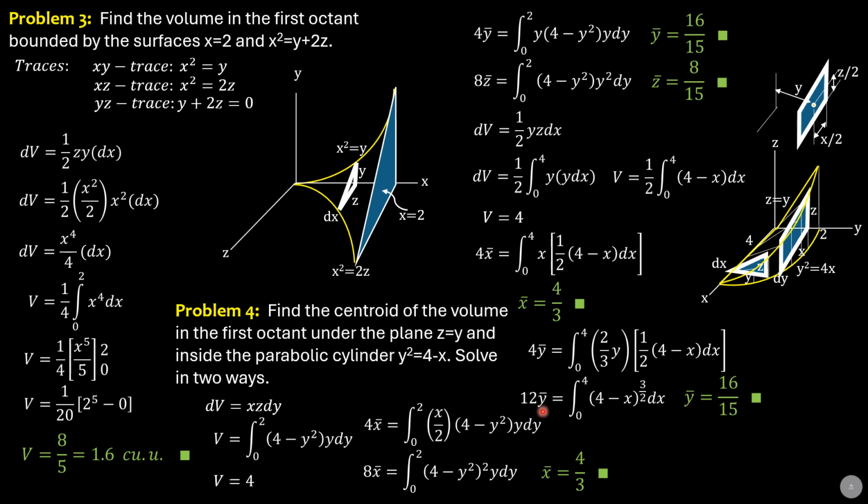Then finally 12 times bar z, where bar z is the height of the triangle is z, so z sub c is 1/3 of z. So 4 times bar z equals integral of z sub c, which is 1/3 of z, then differential volume. Since z is equal to y and y is equal to square root of 4 minus x, so 12 bar z equals integral 0 to 4 of 4 minus x to the 3/2 dx. So it's the same.